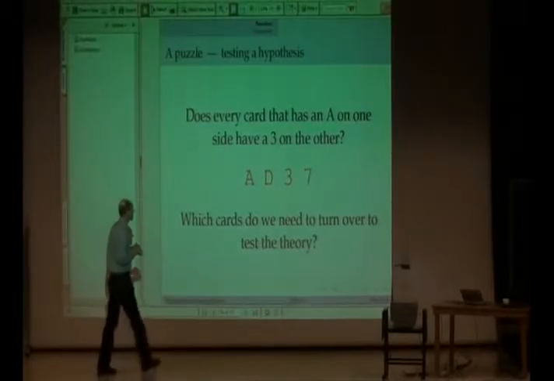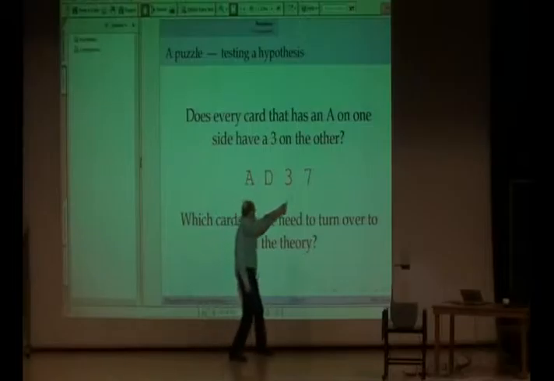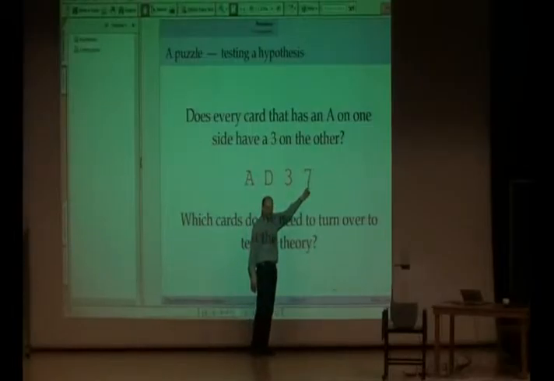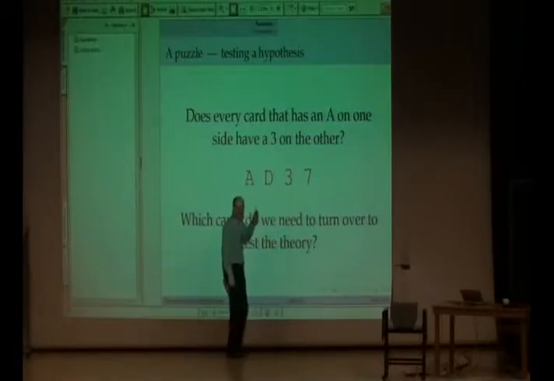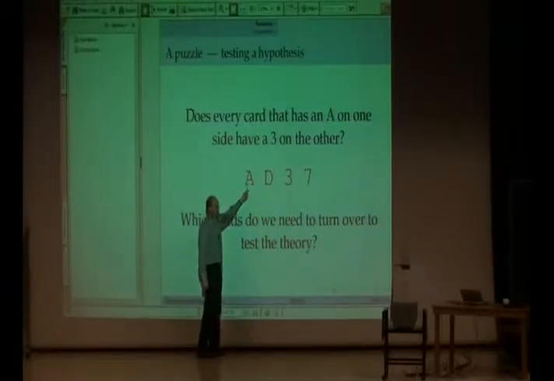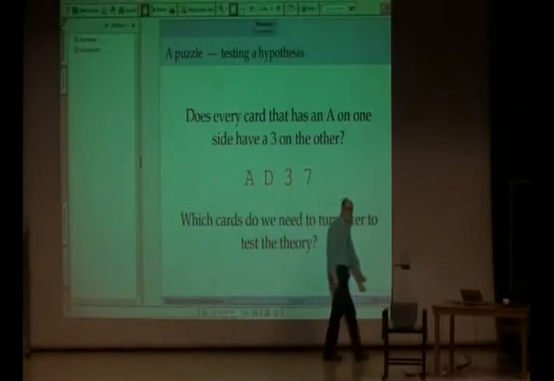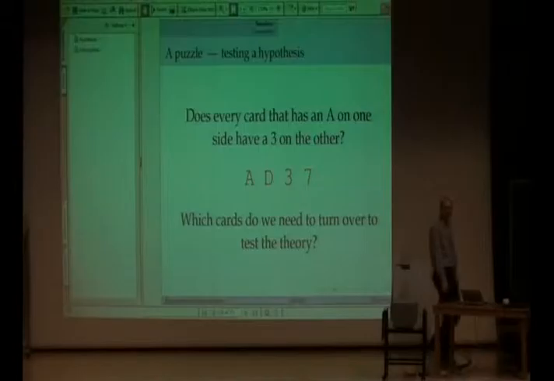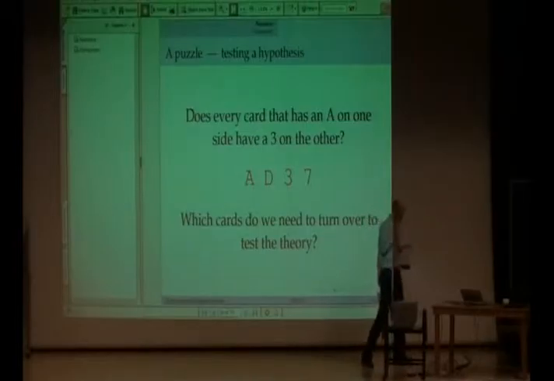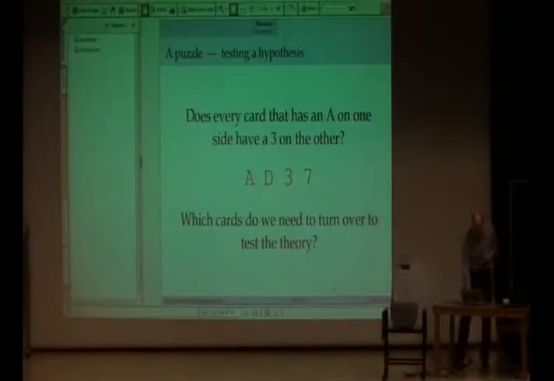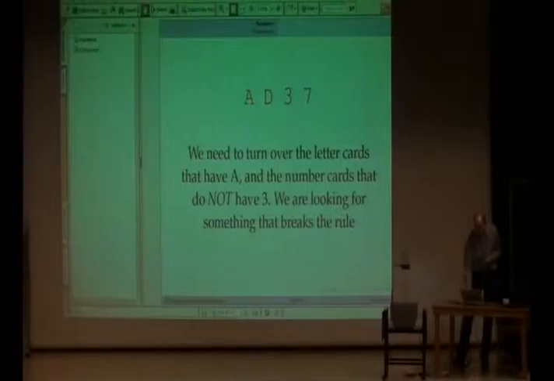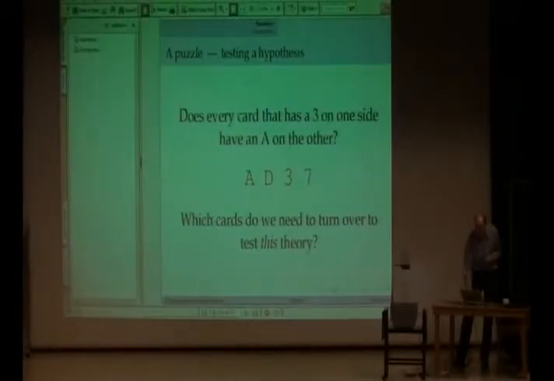In other words, the crucial one to turn over is the 7, because it's not 3, not the 3. We're looking for A or not 3, because they are the things in the formula which are going to tell us that we found a counterexample that made our theory untrue. So that's why that symbolic form is important. We're looking for something that breaks the rule.